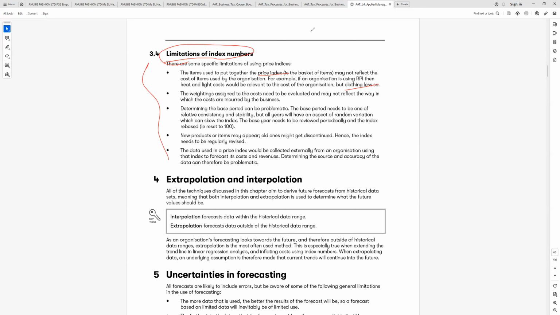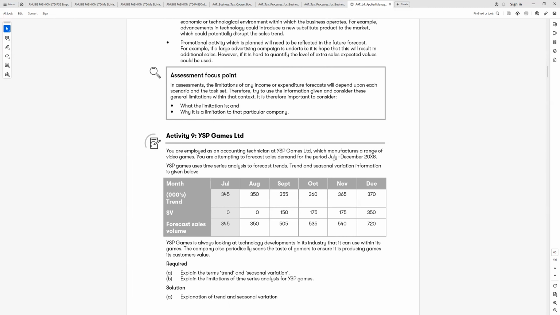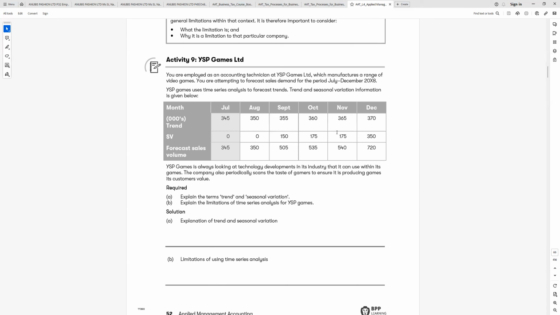All right. Then we have the next thing. We have one question, activity 9, for the seasonal variation. Quickly have a look. It says you are employed as an accounting technician at YSP Game Limited, which manufactures a range of video games. You attempt to forecast the sales demand for July to December.